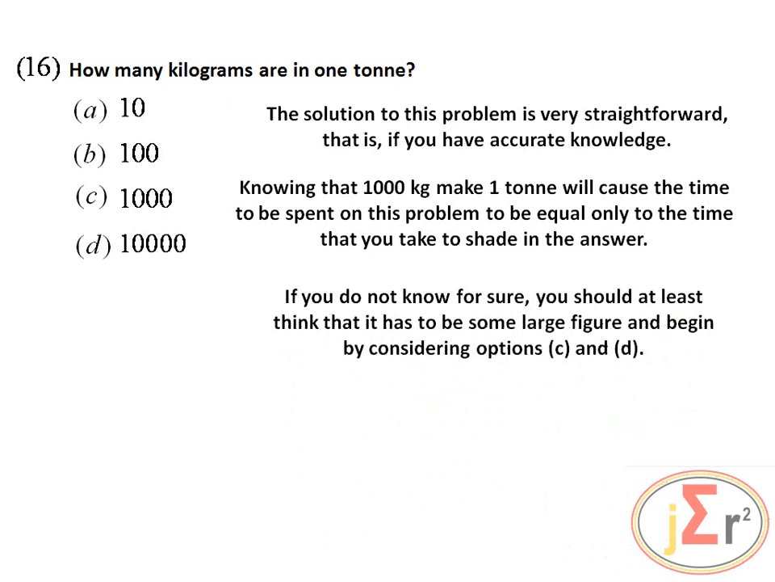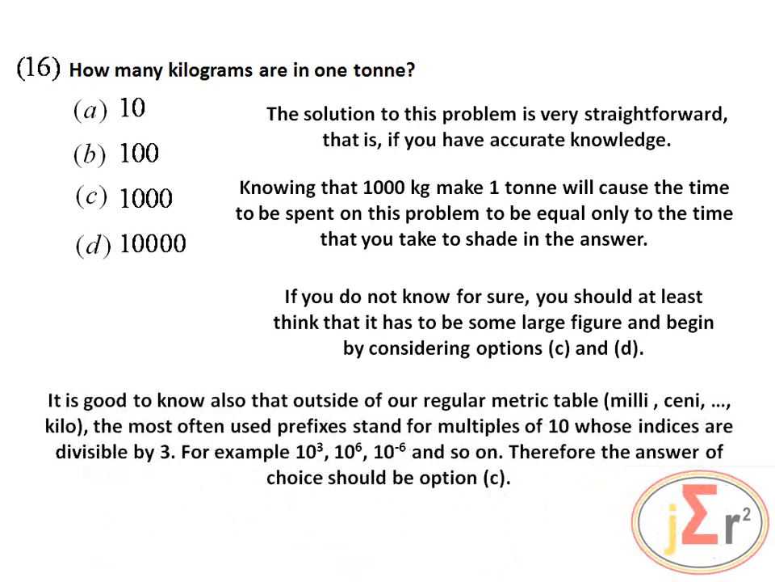If you do not know for sure, you should at least think that it has to be some large figure and begin by considering options C and D. Why does it have to be some large figure? Because in our normal metric table we have from milli to kilo. Therefore, we imagine that since a ton is out of that range, then we should be thinking of a relatively large figure.